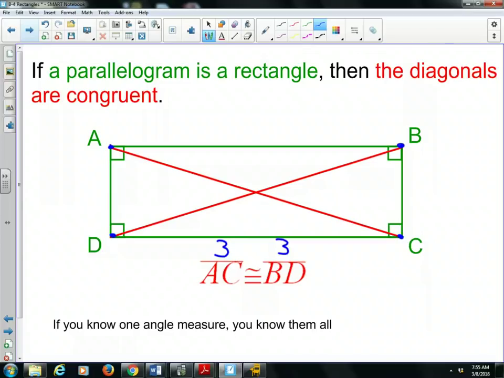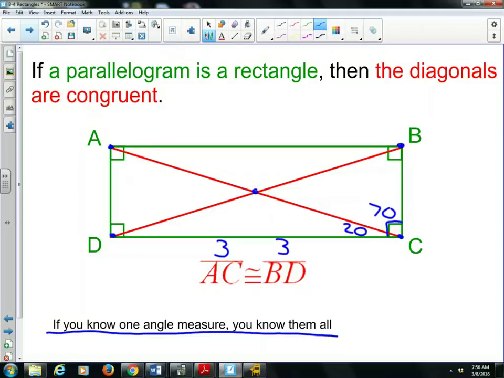One thing that's also interesting about rectangles with the diagonals here, if you know one measure, you know all of the angle measures. Let's just break this down for a second. If this is 20 degrees, I don't know what it is, but let's just say it's a 20-degree angle right there. Because angle C is 90, now you know this one has to be 70, because 20 plus 70 makes that 90-degree angle. Now, because a rectangle is a parallelogram, the diagonals bisect each other.